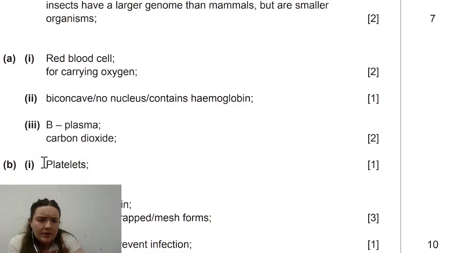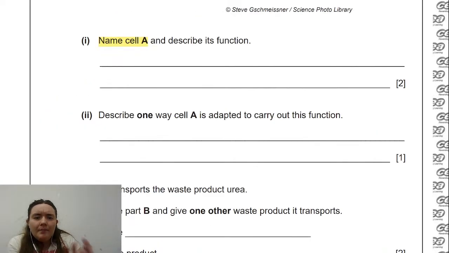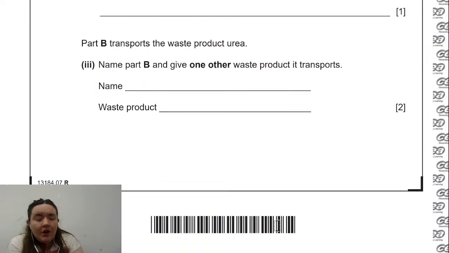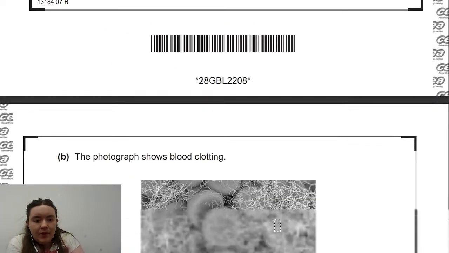Concave, no nucleus, contains hemoglobin, plasma, carbon dioxide. Okay. Yes, plasma does carry around carbon dioxide, and for some reason my brain refused to remember that it was carbon dioxide because I kept thinking, oh, carbon dioxide attaches to red blood cells. No, it doesn't. It gets dissolved in plasma.